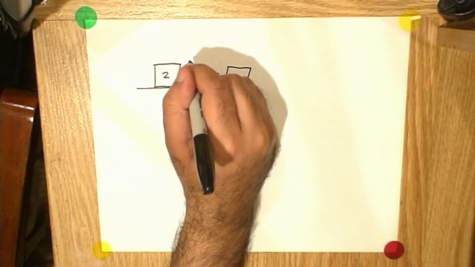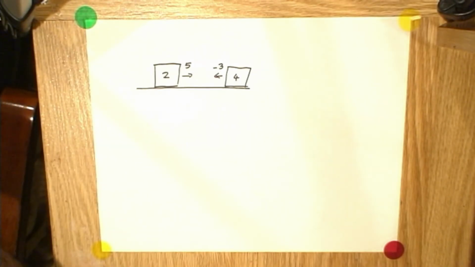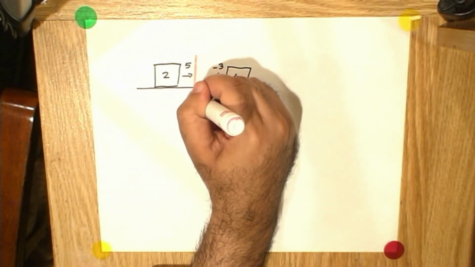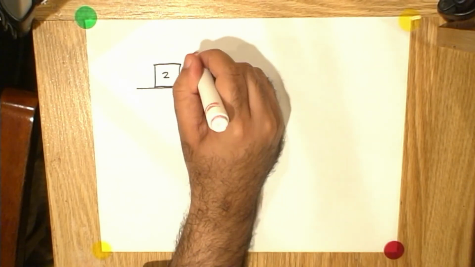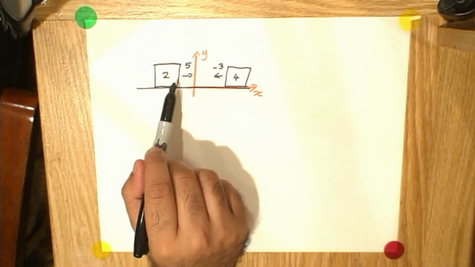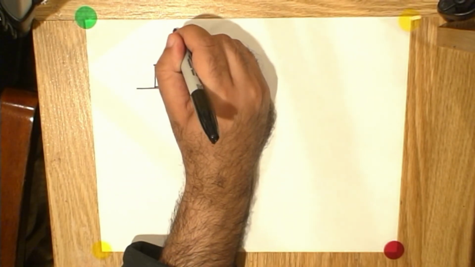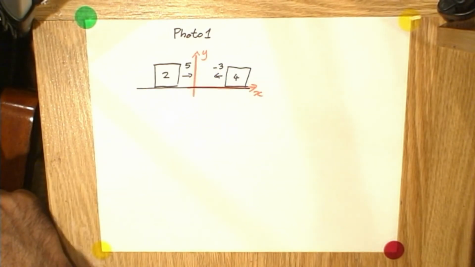The 2 kilogram object moves at an initial velocity of 5 meters per second, and the 4 kilogram object at an initial velocity of 3 meters per second. But since it's moving leftwards, I'm going to call this -3, and I'm going to bring the point home by drawing the axes at the point of collision, with the x-axis being positive. So this over here is photo 1. Photo 1 is the picture of these two blocks before the collision takes place.